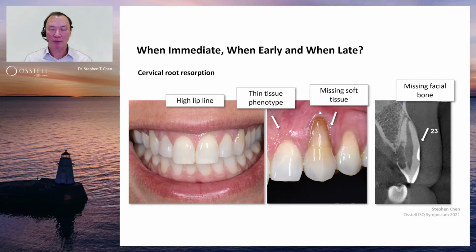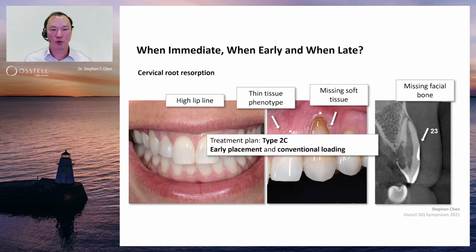But this is where the early placement approach really comes into its own, because we allow biology to work for us to allow us to achieve a satisfactory result. The CBCT itself, of course, shows that there is ample bone dimension to place the implant once the tooth is removed. All we have to do is deal with the missing soft tissue and the missing bone on the facial aspect. So the recommendation for this case, therefore, was a type 2C approach: early implant placement and conventional loading.